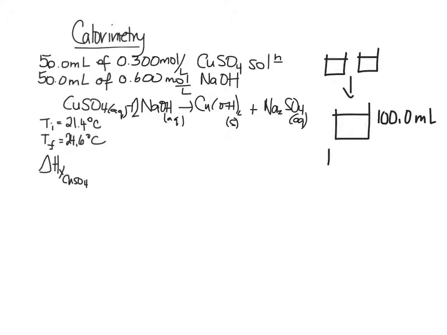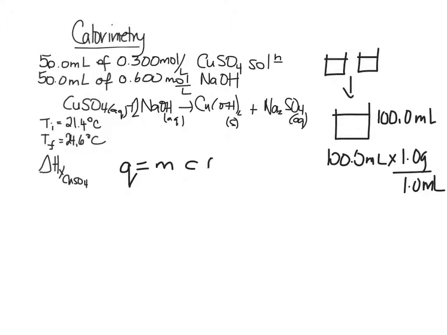So 100 milliliters times 1 gram for 1 milliliter. So we have 100 grams for our calorimeter. You must show that. If you're given a volume, you must show the conversion to grams in your question. So now we can find Q.